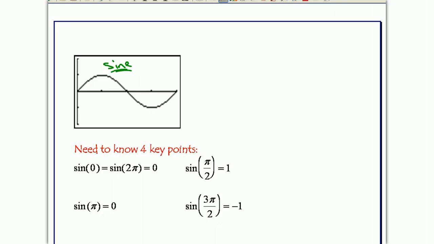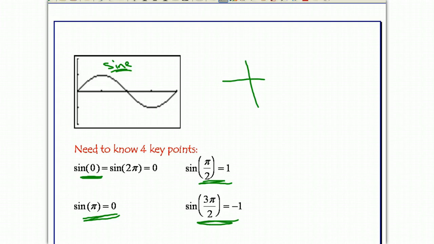Now you will want to be able to make this graph by hand, and you won't want to plot all those points every time, but you will want to know 4 key points. You'll want to know the sine of 0 is 0. The sine of pi halves is 1. The sine of pi is back to 0. And 3 pi halves is negative 1.